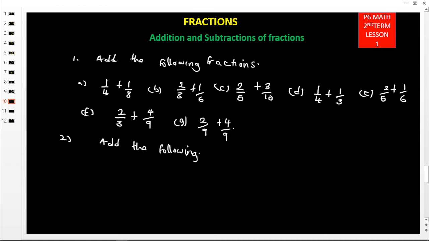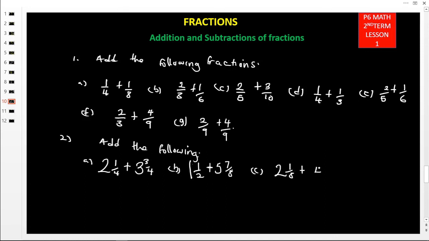Please, I urge you to do the assignment, and I've shown you how to space and write our work neatly. So please do what I've told you. Then part A here, we are having 2 whole numbers and a quarter, then plus 3 whole numbers, 3 quarters. Then part B here, we are having 1 whole number and a half, then plus 5 whole numbers, 7 out of 8. Then part C, it is 2 whole numbers and an eighth, then plus 4 whole numbers, 3 out of 4 or 3 quarters.